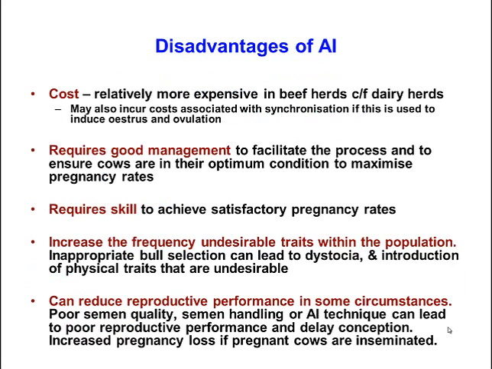There are some disadvantages as well. Some of them include cost. Some of the bulls can be quite expensive, and the cost and the production advantage of using that bull may not be any better than just using a herd bull in some circumstances. This is particularly the case in beef herds, particularly if you're just selling meat commercially and you're not a seed stock producer.